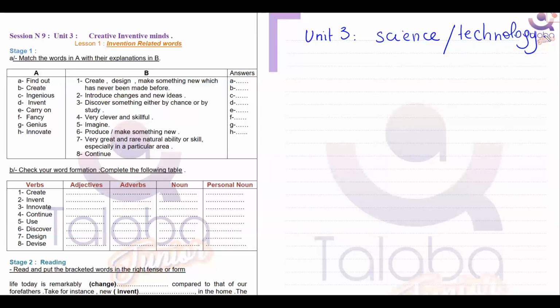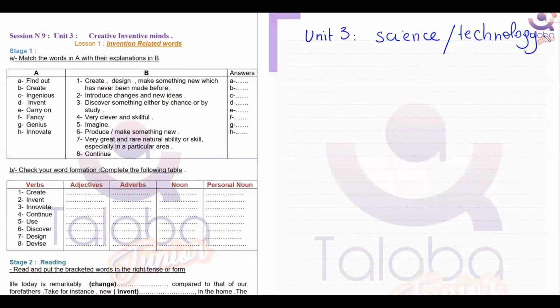We start with exercise number 1, which is a matching exercise. It consists in matching the words from A with their explanations in B. The words to explain are find out, create, ingenious, invent, carry on, fancy, genius, and innovate. All these words are related to the theme of science and technology. They are related to the theme of creative, inventive minds. Okay? Now let's start with word number 1.